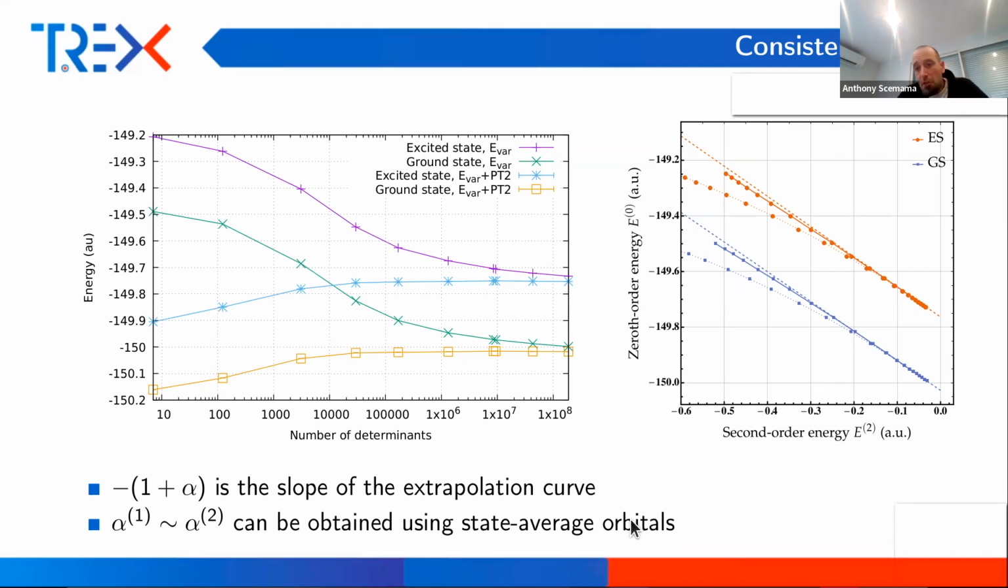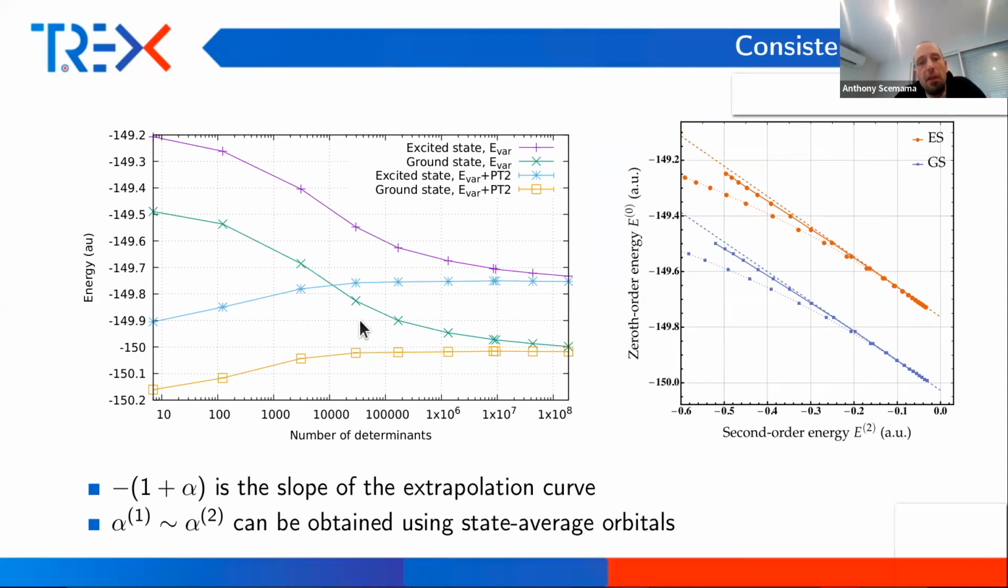So what we try to do when we make this kind of curves, first thing, we start with state-average orbitals such that the slopes tend to be equal. And then when we do the selection with SCFs, we try to adjust the weights on the ground state and the excited state and select determinants such that the PT2 correction on the two states is the same.